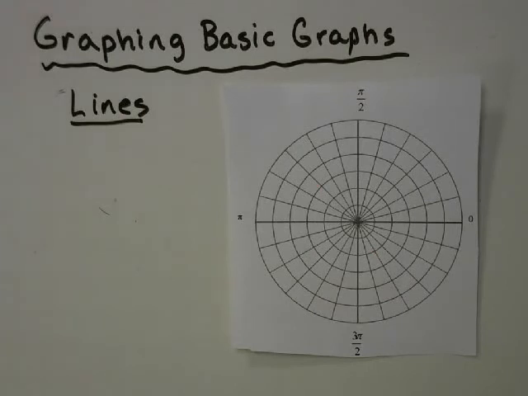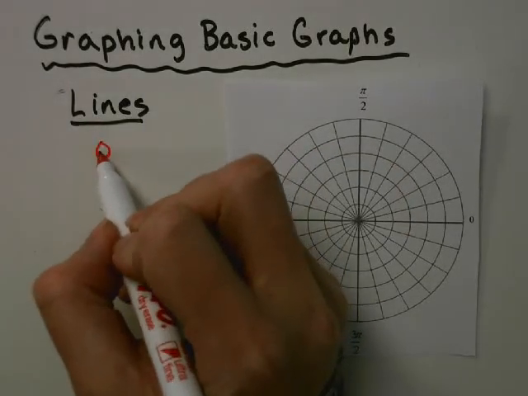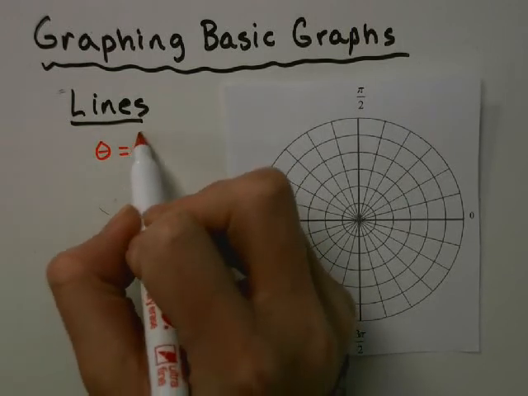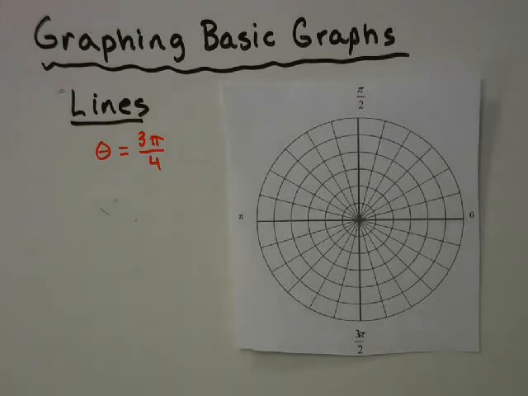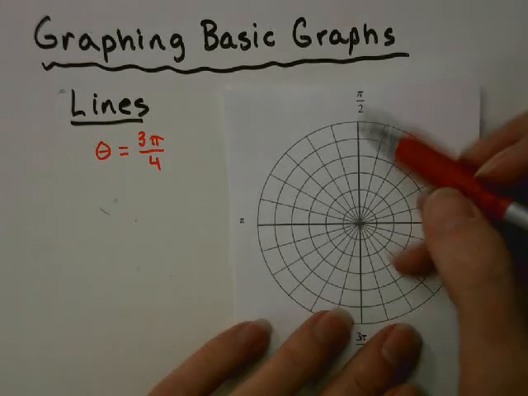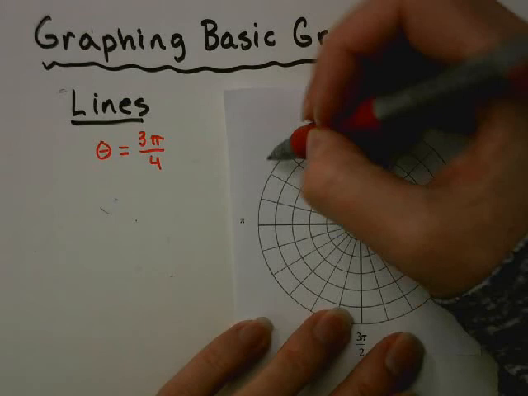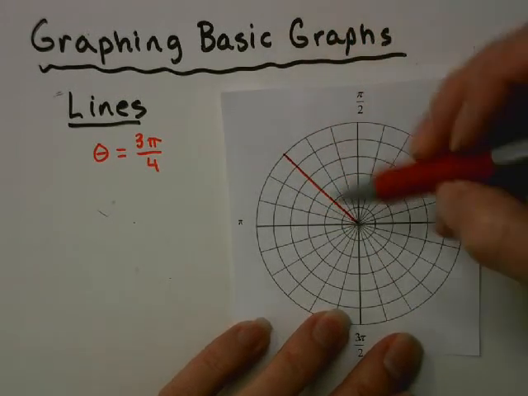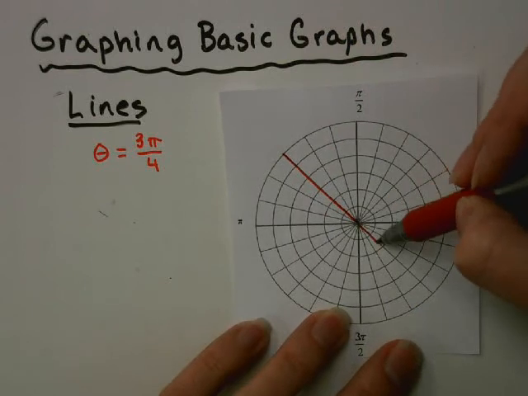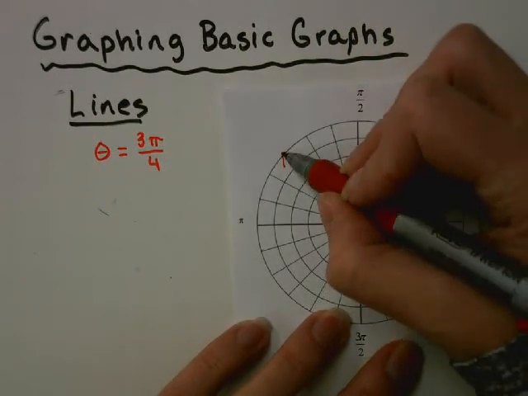Okay, the other thing we can draw are lines. So let's say I wanted to graph a line. These are going to be in the form theta equals, say, 3 pi over 4. Okay, so I'd go to 3 pi over 4, which is here. Those would be all the positive r with a theta of 3 pi over 4. These would be all the negative.